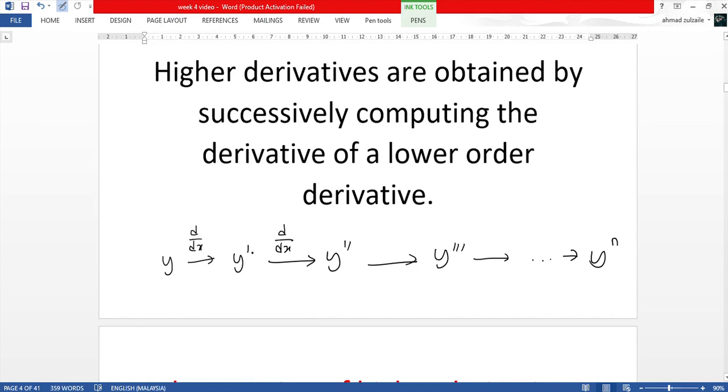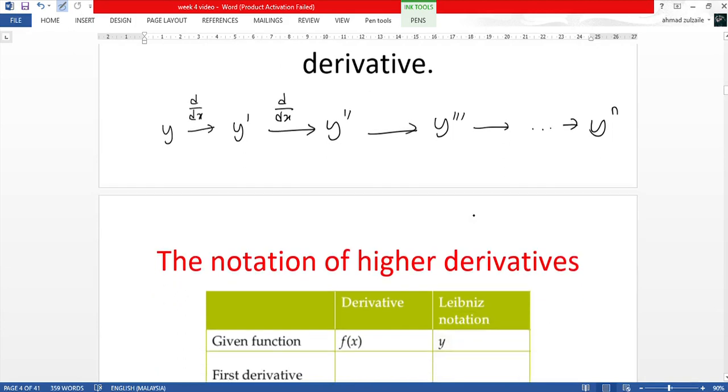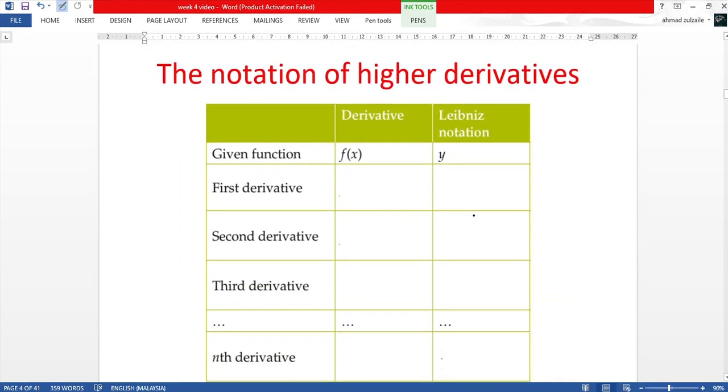Okay, how do you reverse it back? Actually, you are going to use integration. But that one is on week number 7 later. Okay, moving on, the notation of the higher derivative. It's very simple. This is in the table.